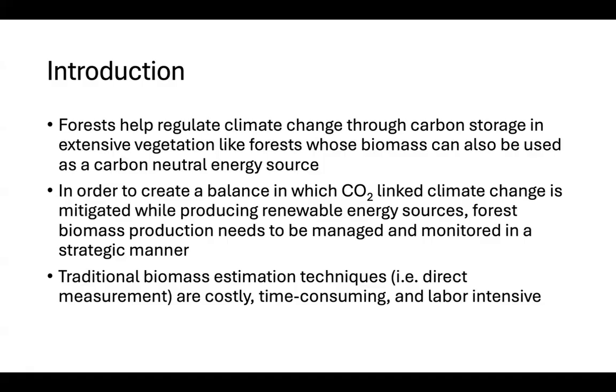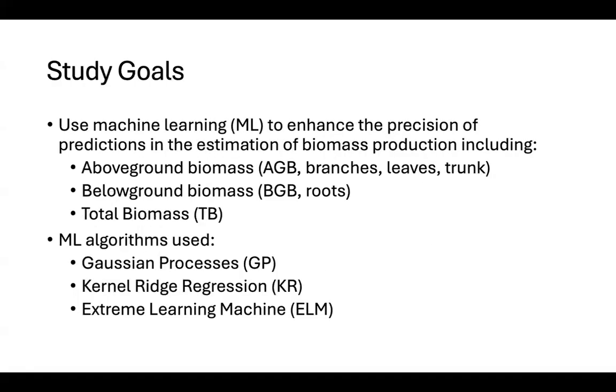Unfortunately, traditional biomass estimation techniques like direct measurement are costly, time consuming, and very labor intensive. The goal of this study was to use machine learning to enhance the precision of predictions in the estimation of biomass production, including above ground biomass, which are the branches, leaves, and trunk, the below ground biomass, which is the roots of the tree, and then the total biomass yield. The machine learning algorithms used to do this were the Gaussian processes, kernel ridge regression, and extreme learning machine algorithms.